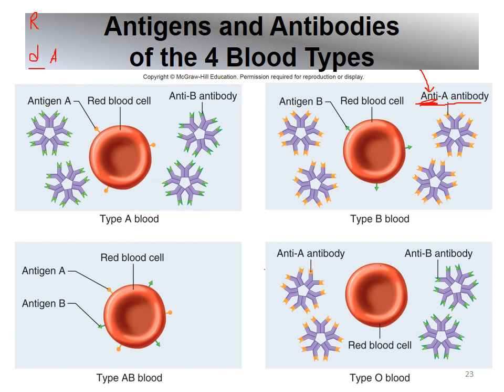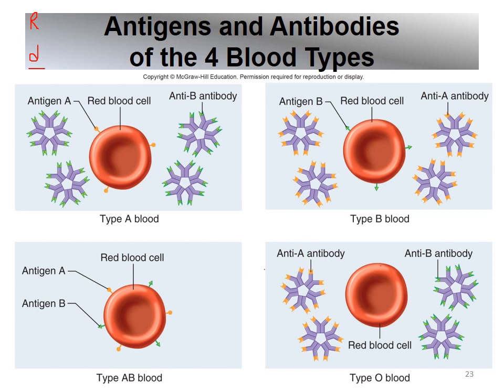So we'll go through this. So type A, if we're looking at, and I want to warn you, do not try to memorize this. Understand how we get there. But just to tell you, type A can donate to A, and it can donate to AB.